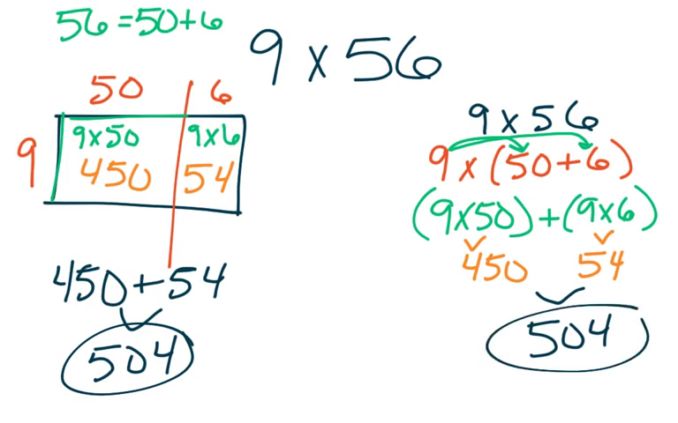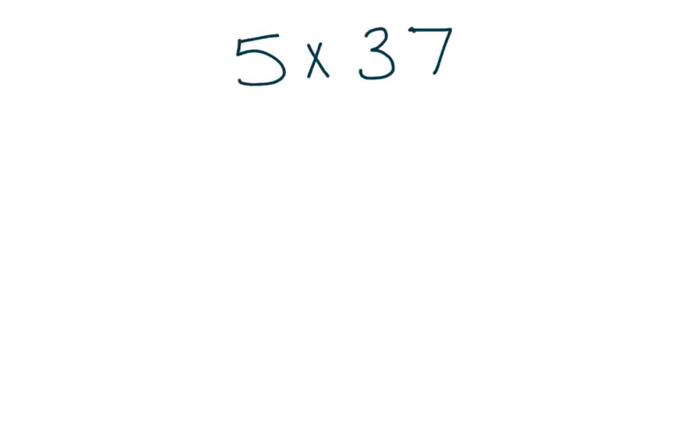Again, no matter which way I did it, I get the same answer. Just two different ways to work these problems out. My area model or my distributive property method. Go ahead and give this next problem a shot. I challenge you to use the area model and use the distributive property method. Work this problem out and find your product. Do that now.